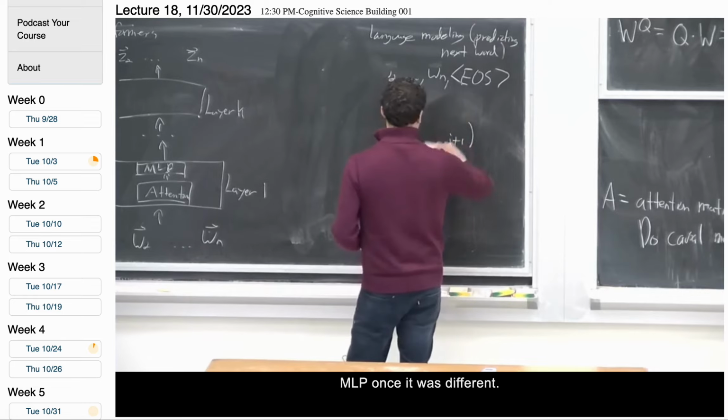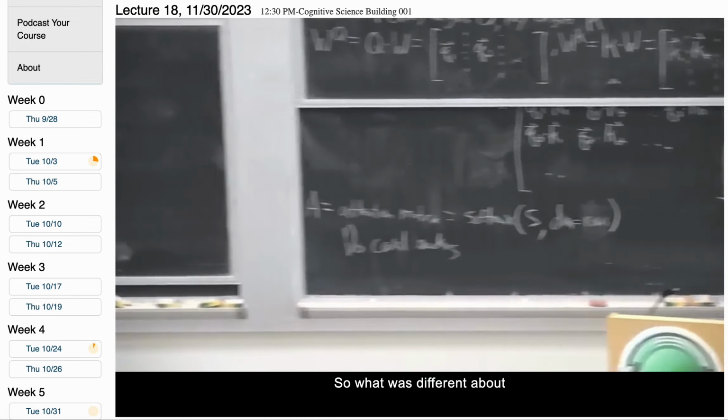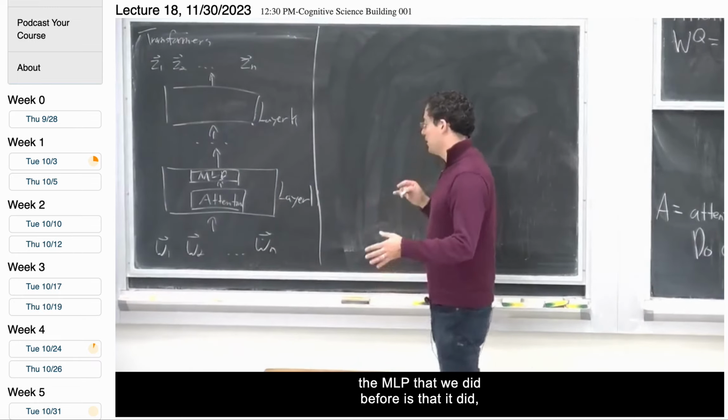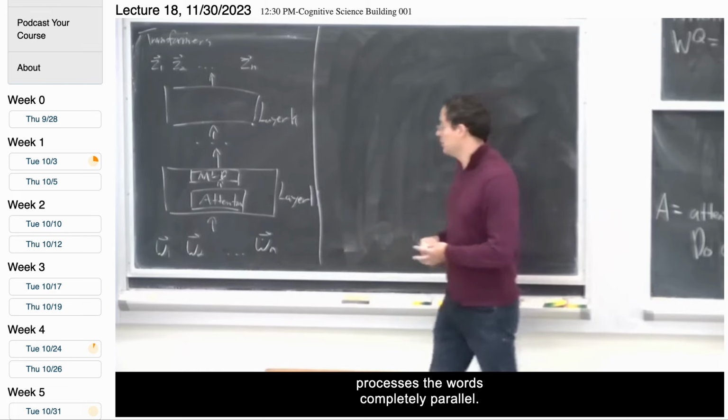We've already parallelized an MLP once. It was different. What was different about the MLP that we did before is that it did not process each of the words independently. In this case, the MLP processes the words completely in parallel.